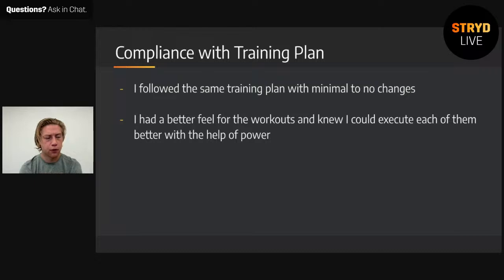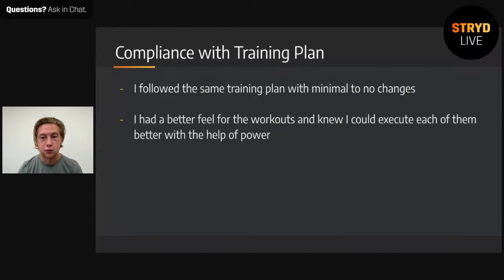So moving on to the third point, compliance with training plan. In this case, I followed the same training plan as I did for the last cycle with minimal to no changes. I felt like I had more to squeeze out of that training plan. Since I had a better feel for the workouts this time around, I knew I could execute each of them better with the help of power.